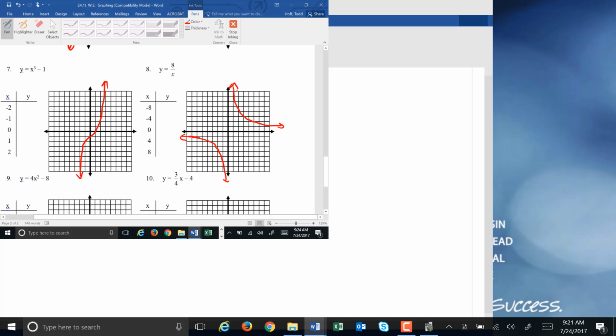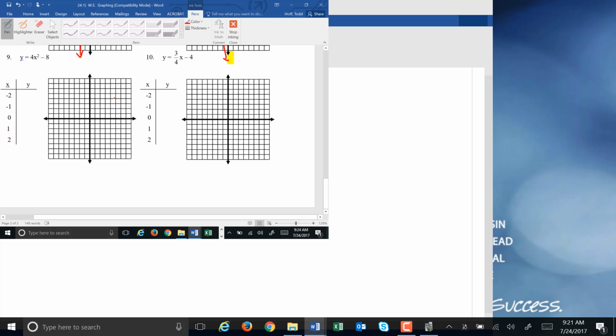Looks something like that. Remember, those had asymptotes too, where you had the line here for the axes that could not be crossed. And number 10, 4x squared minus 8. Looks something like that. Technically, it is rounded at the bottom there, but just barely. And number 10, y equals 3/4 x minus 4. Looks something like that.